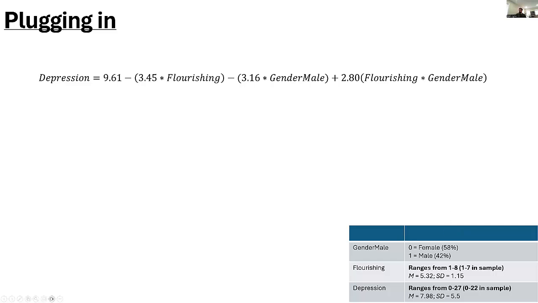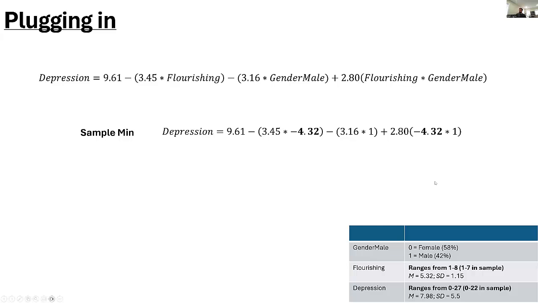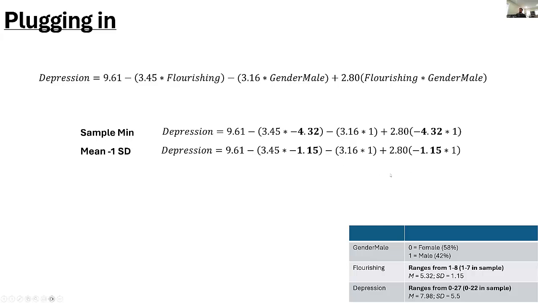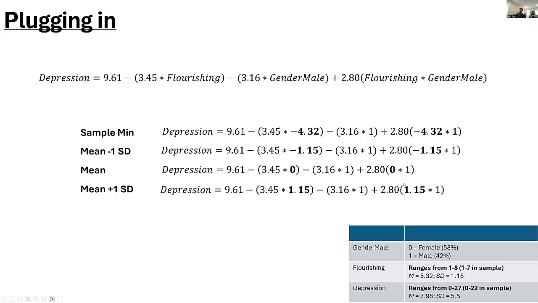Also, we want to know the range of the flourishing scale itself and, in our sample, what our mean and standard deviation were. Same deal for depression. It ranges from 0 to 27. We only had 0 to 22 in our sample, plus the mean and standard deviation. So what do we do with that? We plug in our sample minimum, our mean minus 1 standard deviation, our mean plus 1 standard deviation, and our sample maximum. These numbers may look kind of funky.